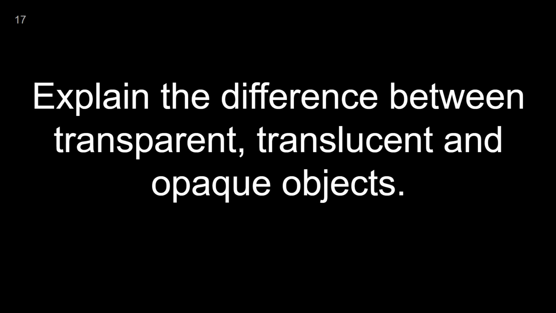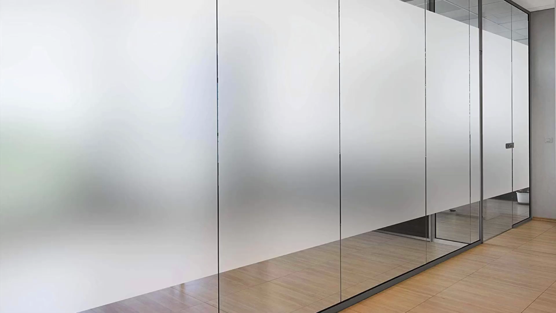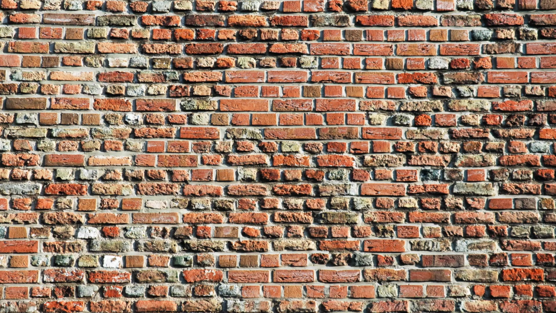Explain the difference between transparent, translucent, and opaque objects and give an example for each. Transparent. Objects that let most, if not all, light pass through. An example of this is glass. Translucent. Objects that only let a little light pass through them, like frosted glass. Opaque. Objects that do not allow light to pass through them. An example is this brick wall.